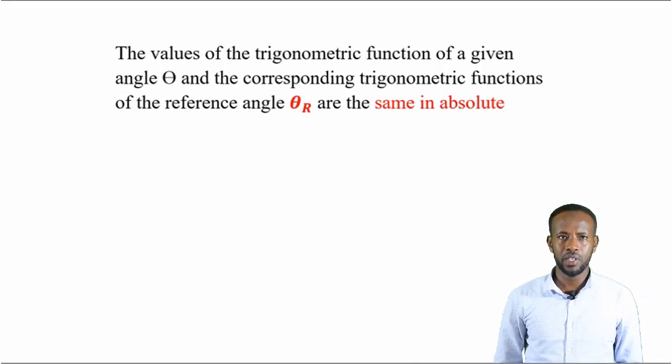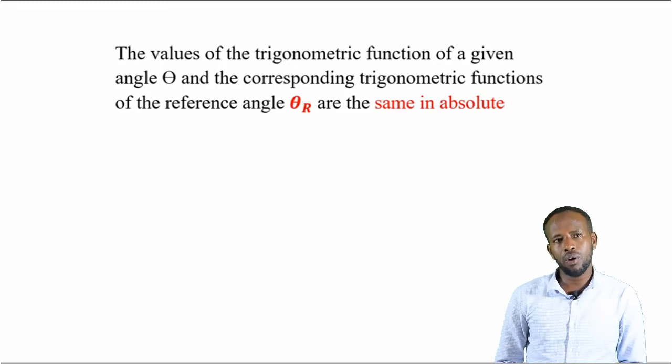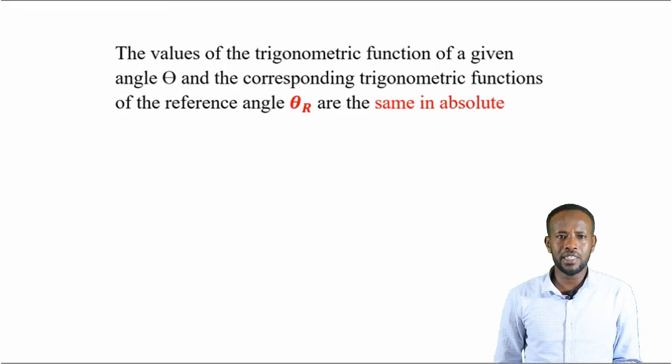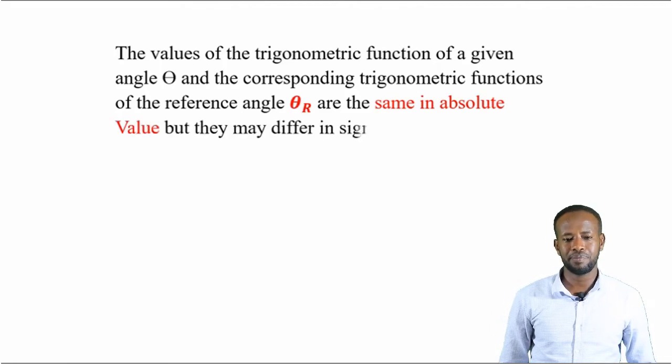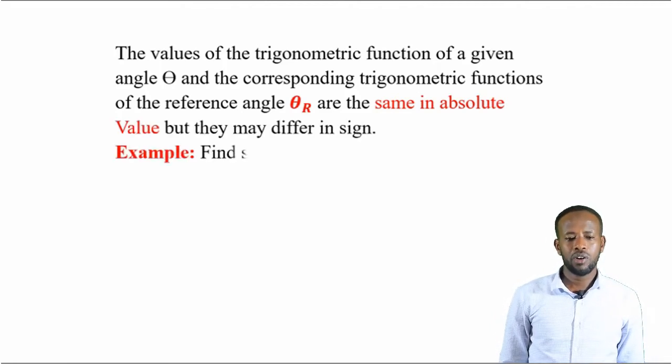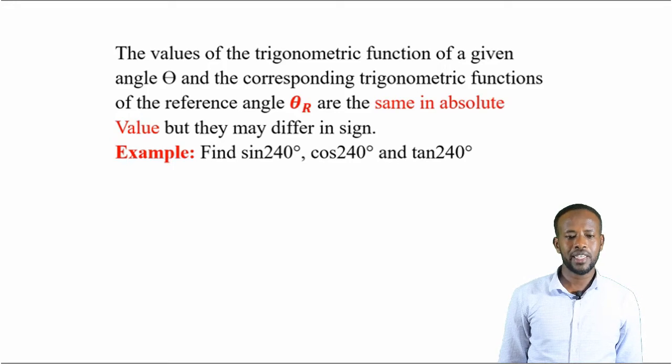What does it mean? If we want the sine of 320 degree, we should find the sine of its reference angle. They will be different only by sign, but in absolute value they are the same. So they differ only by sign. Let us see the following example.